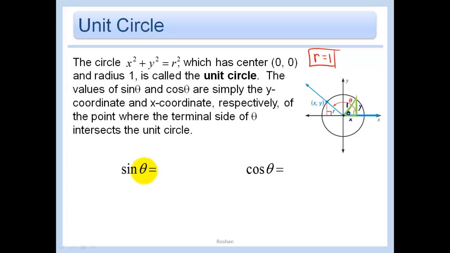So my sine is simply going to be opposite, y over 1, or just y. The sine is just the y coordinate. And cosine is adjacent over hypotenuse, so the cosine is simply the x coordinate. That's going to come in super handy as we go further.